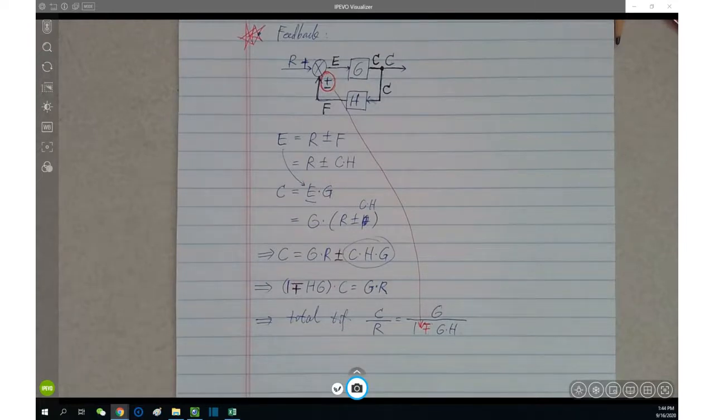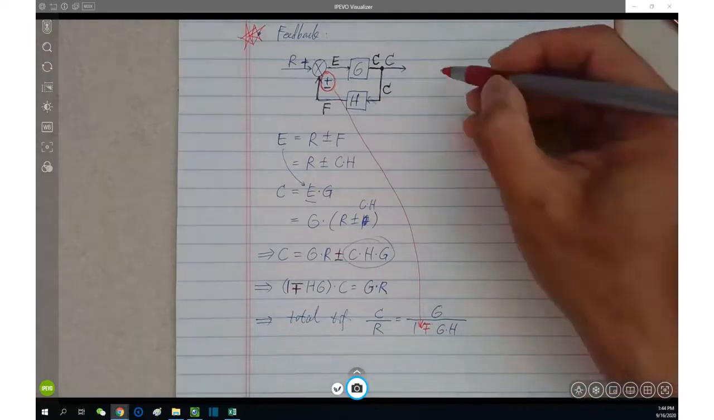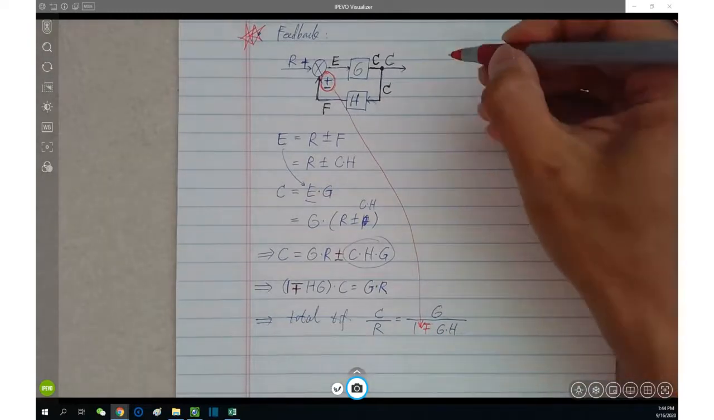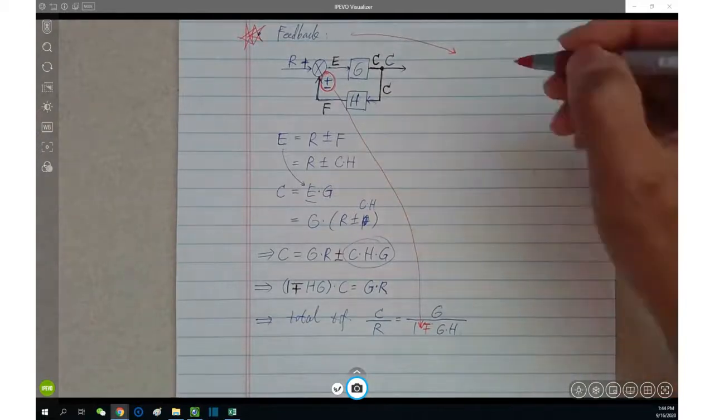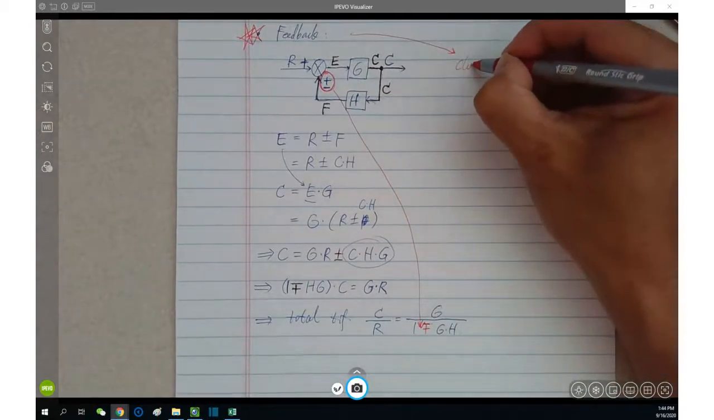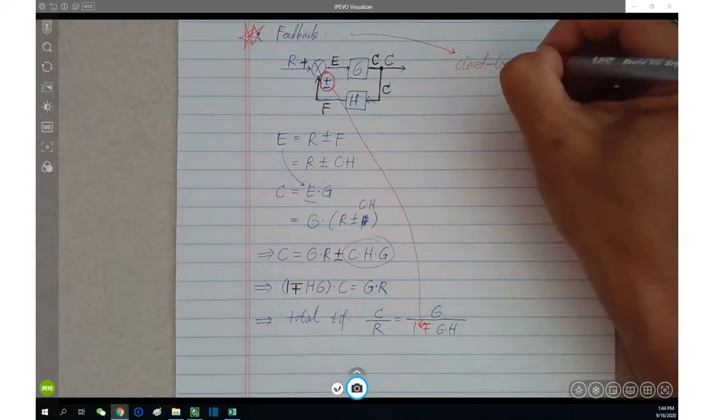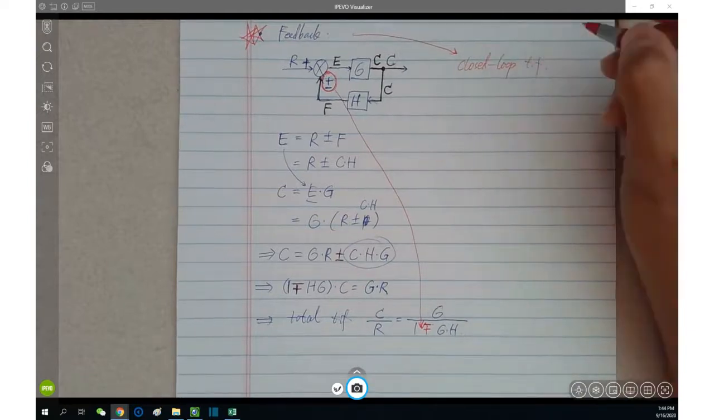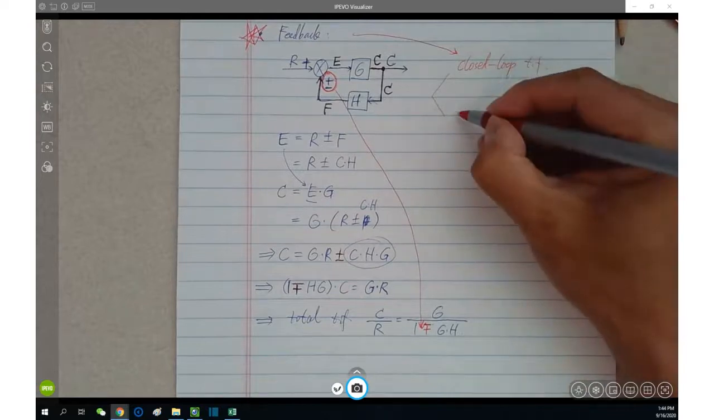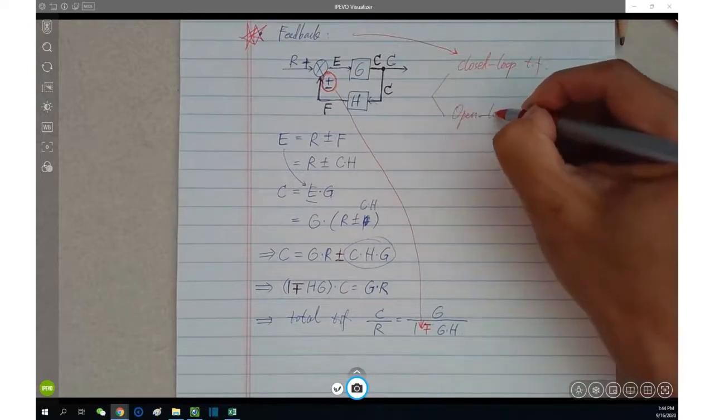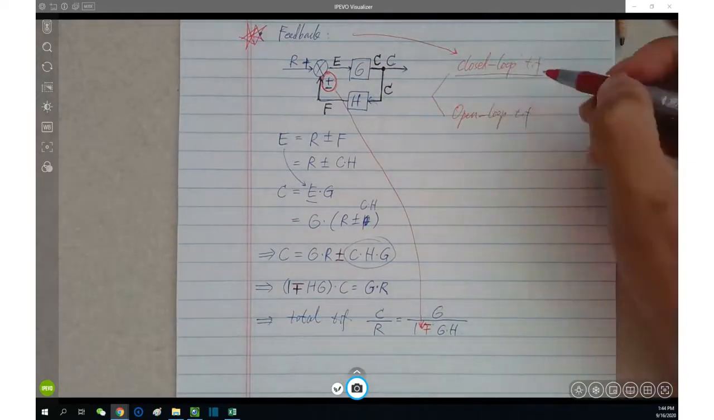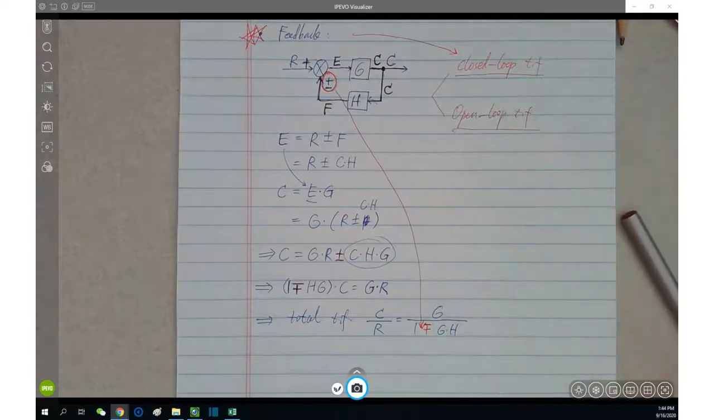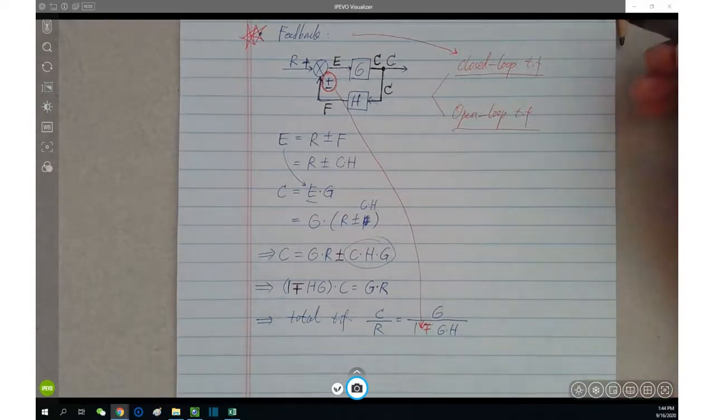But besides, such kind of feedback system has two very important concepts here. One is called closed loop transfer function. Another is called open loop transfer function. What are the definitions of them respectively? Okay, these need to be very, very clear.